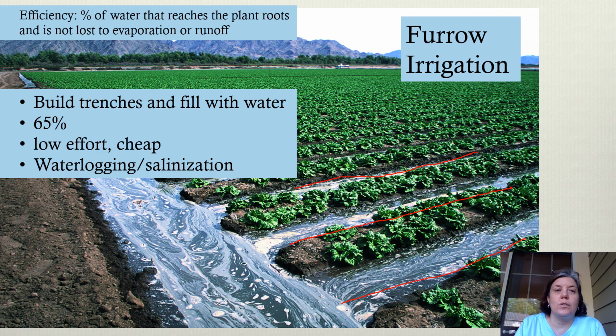Now, what does the efficiency mean? Efficiency is what percent of the water that reaches the plant roots is not lost to evaporation or runoff. So when I say this process here of furrow irrigation is 65% efficient, that means 65% of the water reaches the plant roots and is not lost to runoff or evaporation.